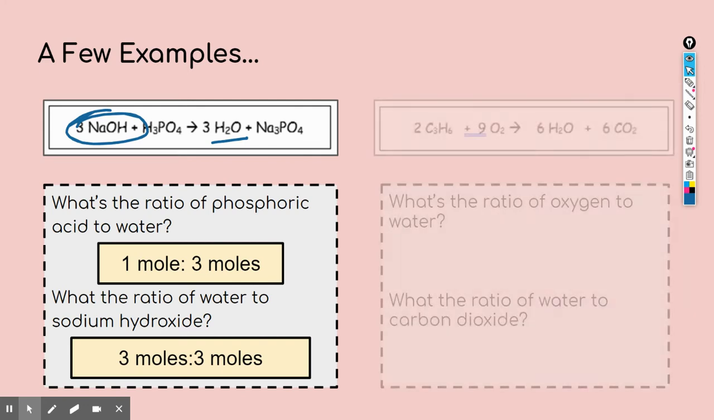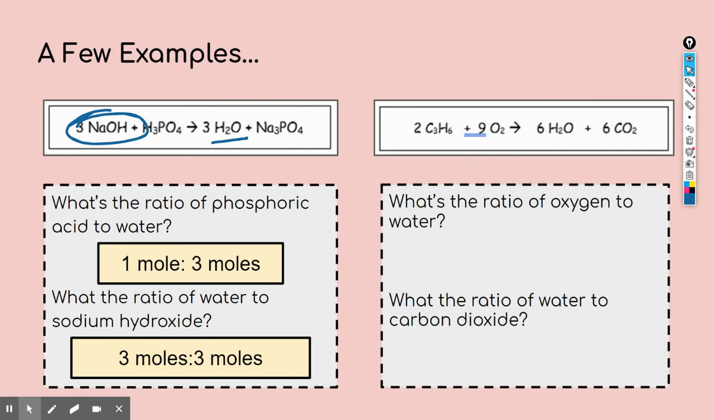Okay, let's do one more example. Over here, we see a combustion reaction, which has been balanced. So what is the ratio of oxygen to water in this reaction? Oxygen is here and water is here. And we can see by looking at the coefficients that that is a 9 to 6 ratio. So we write 9 to 6 ratio.